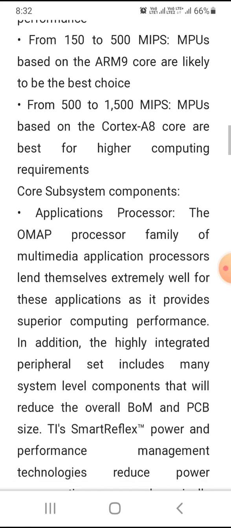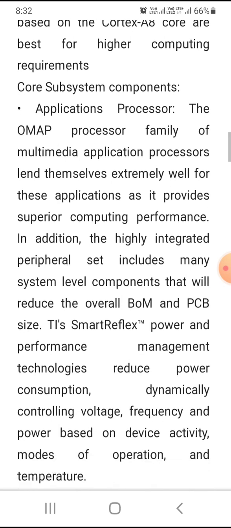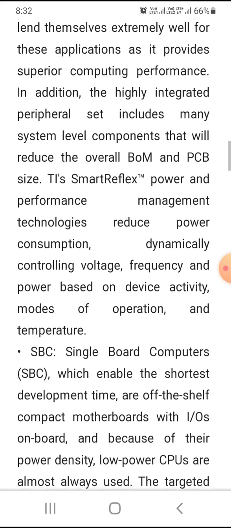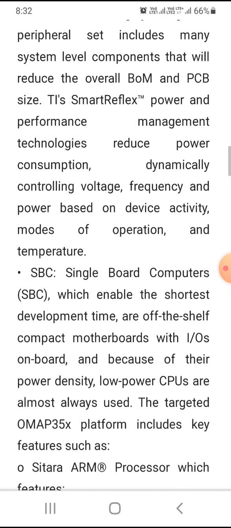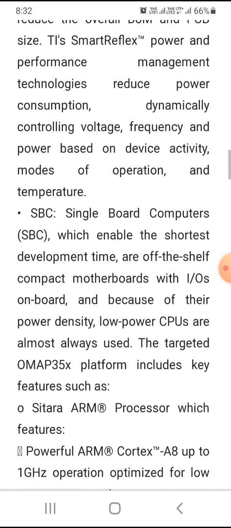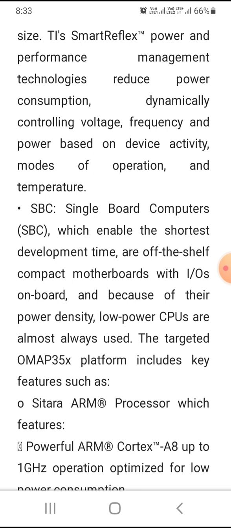Core subsystem component: applications processor, the OMAP processor family of multimedia application processors. These lend themselves extremely well to these applications as they provide superior computing performance. In addition, the highly integrated peripheral set includes many system level components that reduce the overall BOM and PCB. Power and performance management technologies reduce power consumption by dynamically controlling voltage, frequency, and power based on device activity, modes of operation, and temperature.